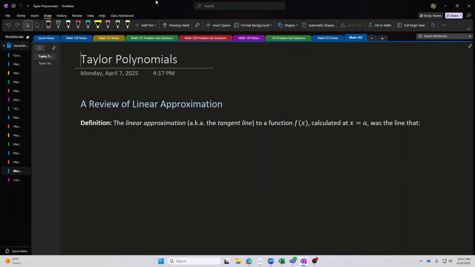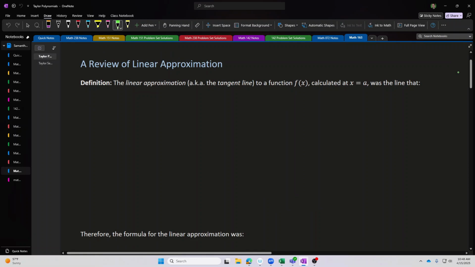What we are starting today, phase 1 of the class, is a discussion of what are called Taylor polynomials and Taylor series. Taylor polynomials are going to be an extension of the idea of the tangent line, the linear approximation to a function. So as we get started on talking about Taylor polynomials, let's start with a review of linear approximation from Calculus 1. The linear approximation to a function f of x, calculated at x equals a, was the line that had the following two properties.